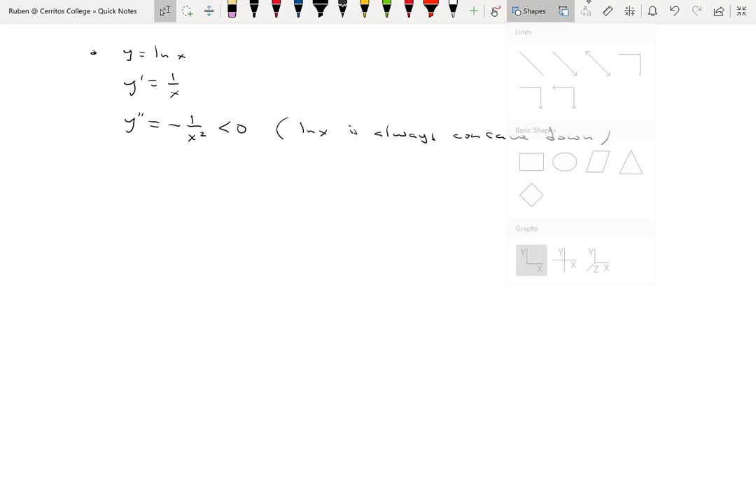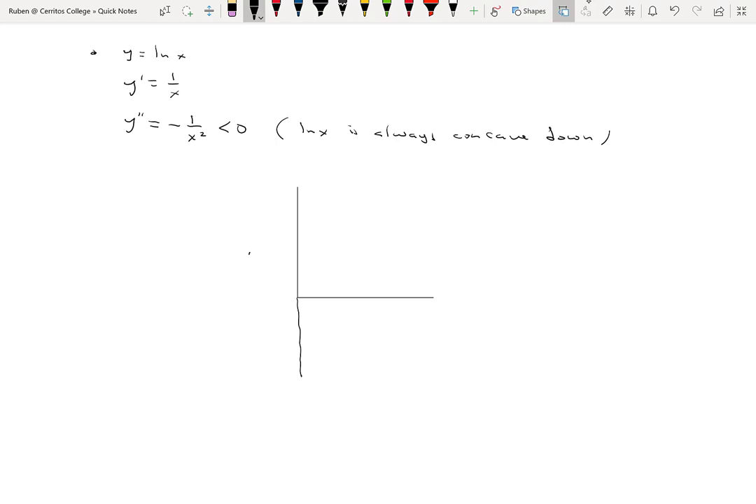So here are my axes. Here's x. Here's y. Concave down, increasing, vertical asymptote at the y-axis. The y values become infinite, but the curve becomes more and more and more horizontal. This is what the graph of the natural logarithm function looks like from what we looked at above.